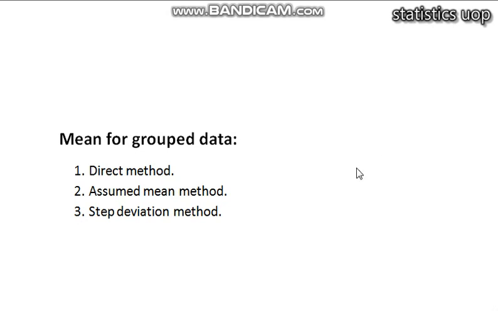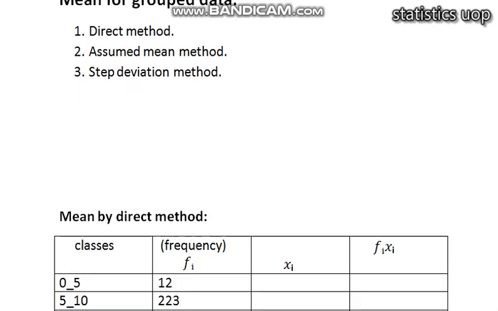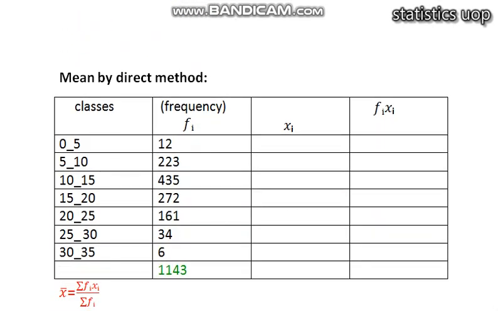In this video we will discuss the most important topic of statistics, that is mean. There are three methods of finding mean for grouped data: direct method, assumed mean method and step deviation method. Now if we want to find the mean for this grouped data by the direct method, then we have to create these two columns, xi and fi-xi.